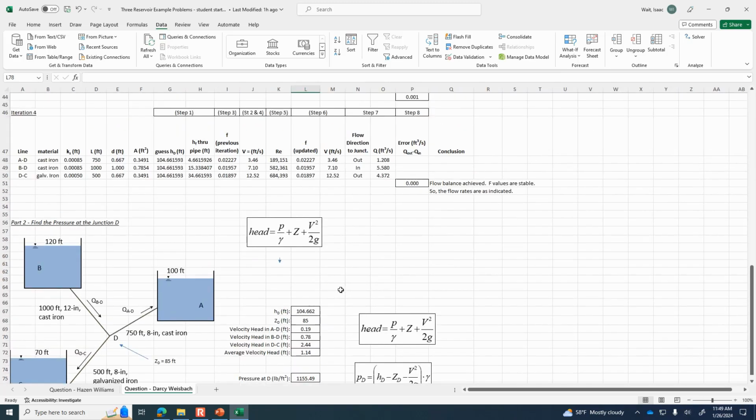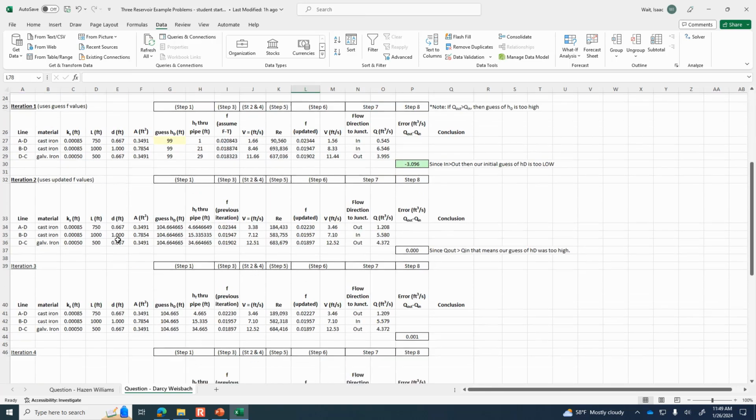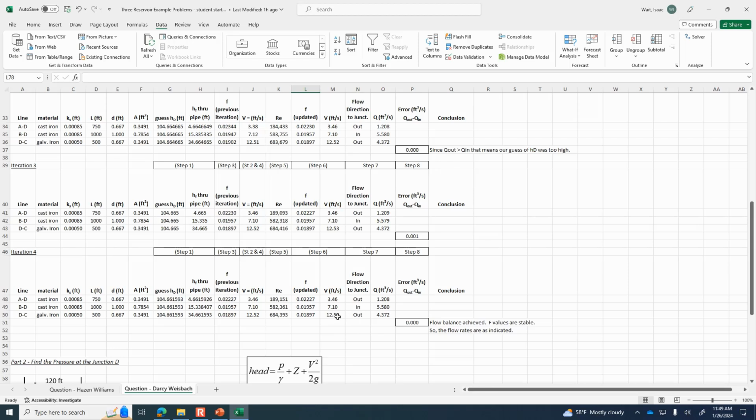So it is more accurate to do the Darcy Weisbach equation because the F values are taking into account the flow conditions. And we've got one of these pipes with a velocity of 12 feet per second. That's a really high velocity. And another one with a pretty low velocity. So it's good that our F value is reflecting these unique flow conditions because our solution will be a lot more accurate that way compared to if we had just used some C value for cast iron and a different one for galvanized iron.